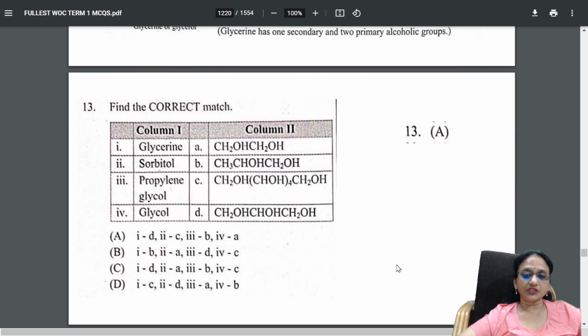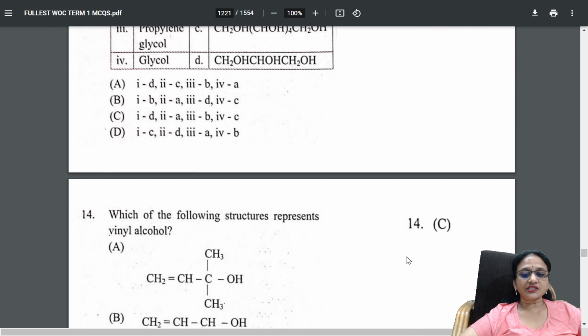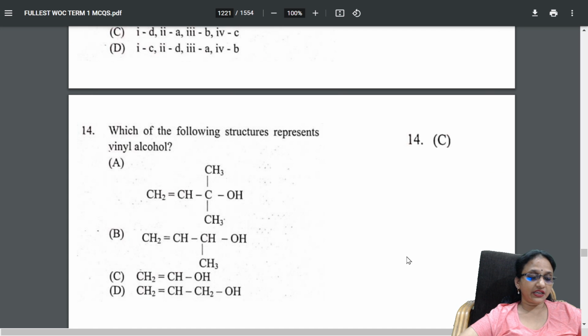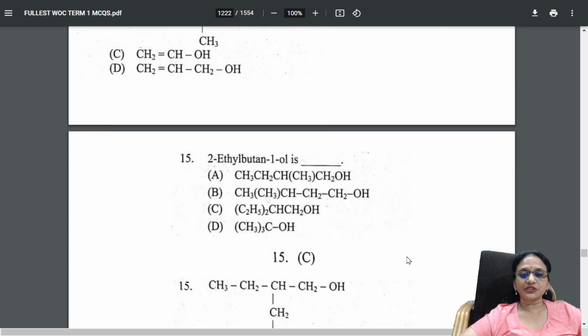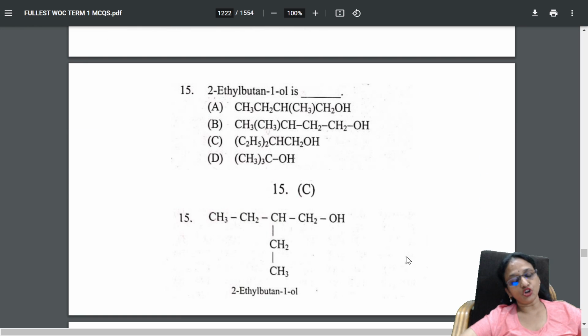Further, an important thing, match the following. They're going to give you the structures, you need to match and give them. Next come further questions on vinyl alcohol. Further questions on nomenclature, rather. Yes, the structure is also given here. You can go through it.